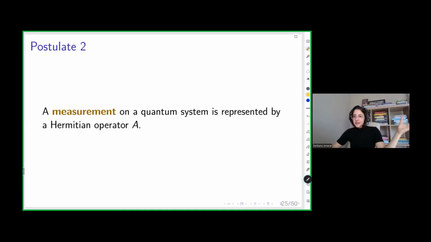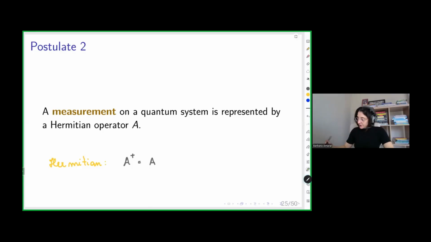So you can think about a matrix, a square matrix acting on the Hilbert space of that system. And this matrix is Hermitian, which means that A dagger is equal to A. And this thing here is the transpose conjugate. So you transpose the matrix and take the conjugate of every entry.